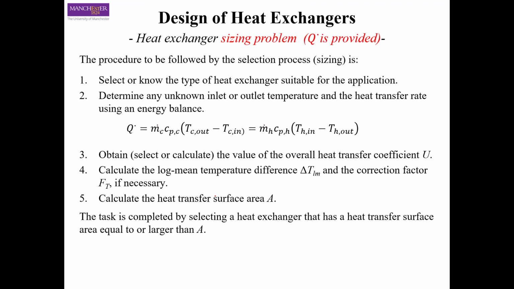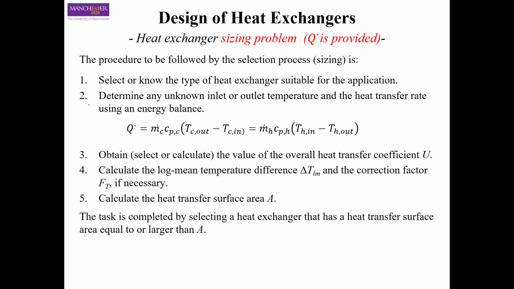Okay. So for the sizing of a heat exchanger, and again, Q is available to you. So these are some of the simple steps that you can follow to calculate what is the area required for this much heat to be transferred. Okay, so step one is that you have to decide what kind of heat exchanger you are going to use. Are you going to use a double pipe heat exchanger, or are you going to use a multi-tube pass shell and tube heat exchanger, or some other form of heat exchanger?